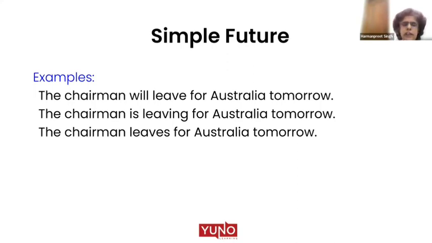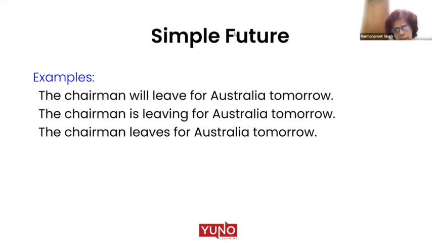Simplest way, of course, I will tell you is the exhibition or the chairman will leave for Australia tomorrow, or the exhibition will start on Wednesday by the usage of will. That is correct. We can also say the exhibition starts on Wednesday. So we can use starts, which is simple present, but again, the information that we are trying to give is that of future tense. Or we can also use present continuous and say the exhibition is starting on Wednesday.